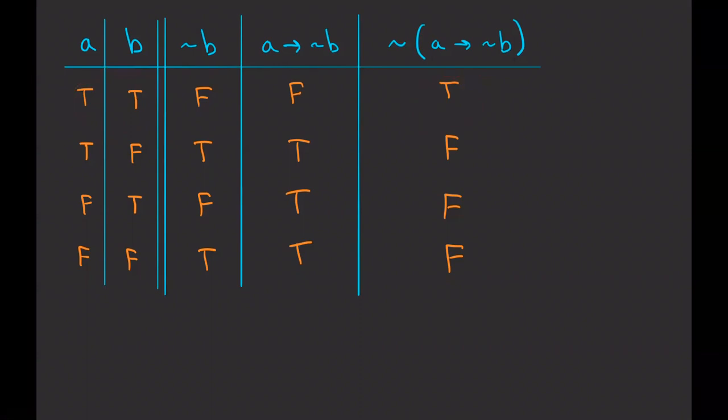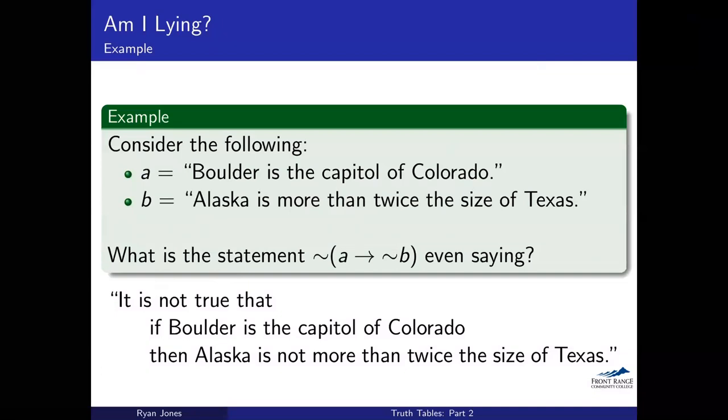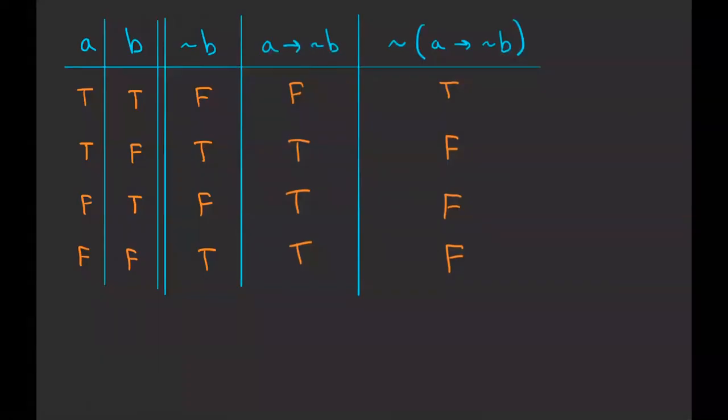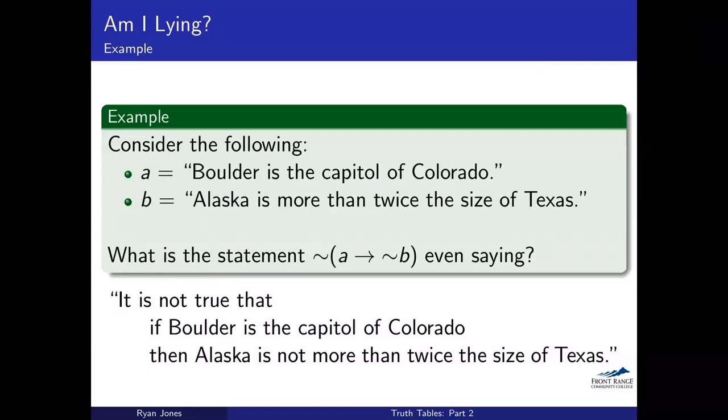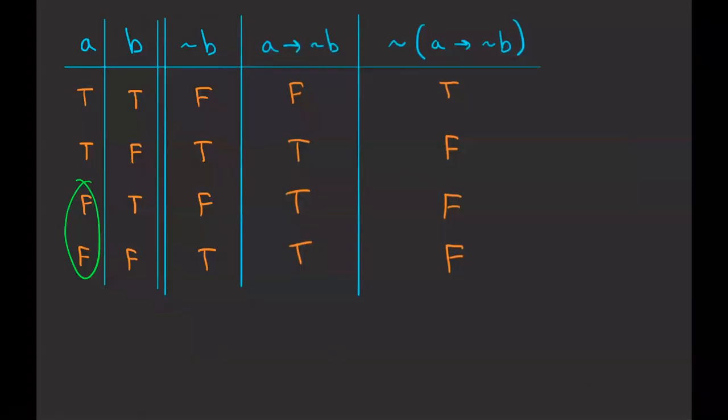Now, because we're at the end of it, I'll let you know. Boulder is definitely not the capital of Colorado. That's definitely Denver. So A is false. Let's go ahead and circle that over here. So A is false. That's one of those two. And then statement B, Alaska is more than twice the size of Texas. It actually is. Alaska is quite a bit bigger than twice the size of Texas. I think it's like 2.3 or 2.4 times bigger, something like that. And so that's actually true.